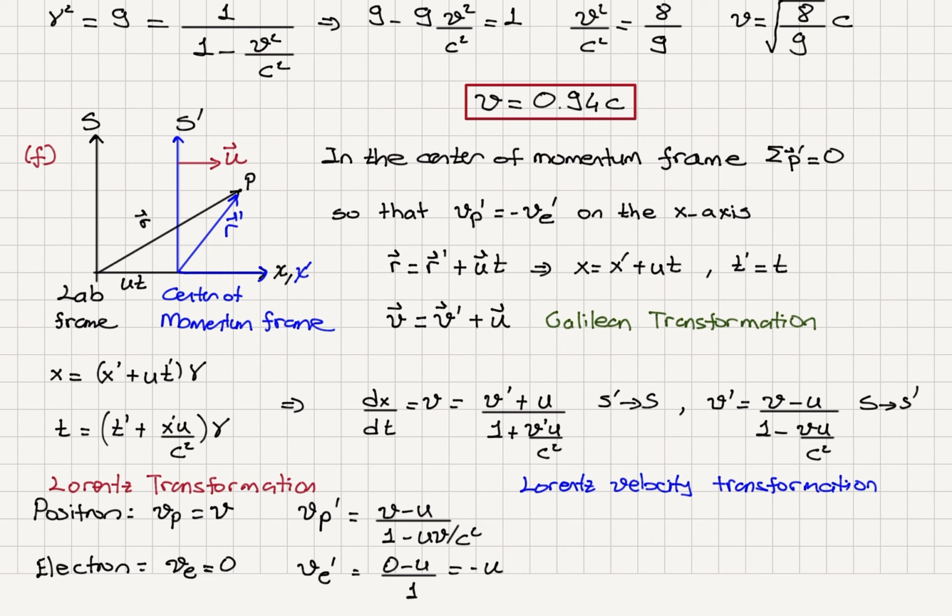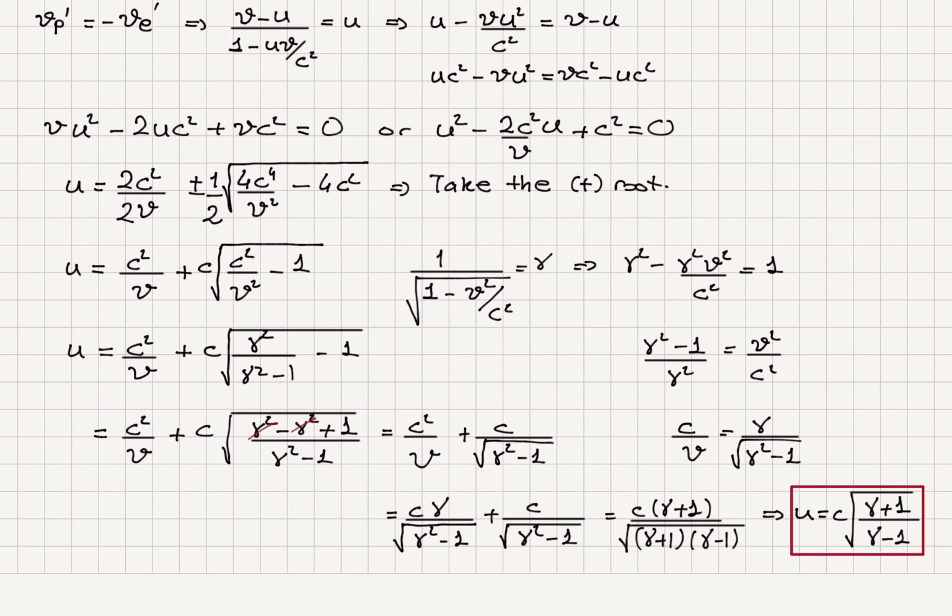In the S reference frame, Vp is equal to v, Ve is equal to 0. In the S prime reference frame, we use this transformation, v minus u over 1 minus uv over c squared. For the velocity of the electron, v it was 0, so 0 minus u over 1, it is minus u. In the center of momentum reference frame, Vp prime is minus Ve prime, so it's u. So we use this equation to solve for u, and after doing some algebra, we reach this final answer. u is equal to c square root of gamma plus 1 over gamma minus 1.